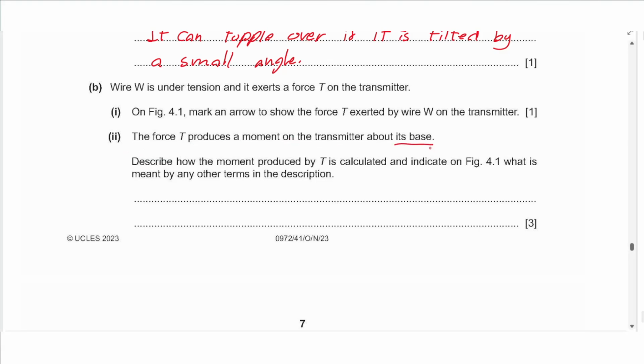Question B says the force T produces a moment on the transmitter about its base. So the base is the pivot. Describe how the moment produced by the tension T is calculated and indicate on figure 4.1 what is meant by any other terms in the description. So we can say that it is the force T times perpendicular distance D. So we already labeled T, we need to label the perpendicular distance D from the pivot.